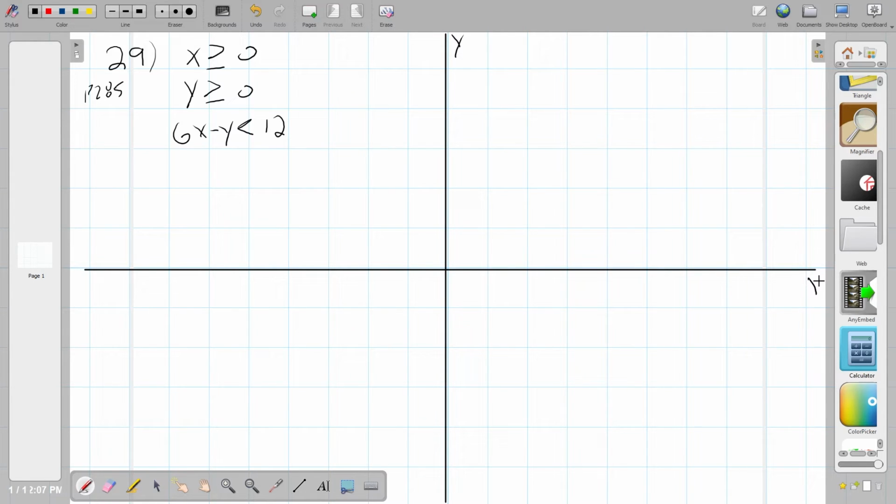So x is greater than 0, so we would draw x equals 0. Well, x equals 0 is the y-axis, right? So let's go ahead and we'll make that red. That is x equals 0. Our y-axis is x equals 0.